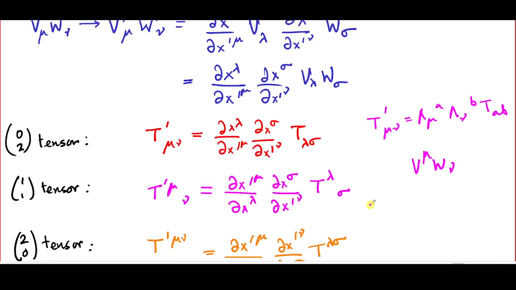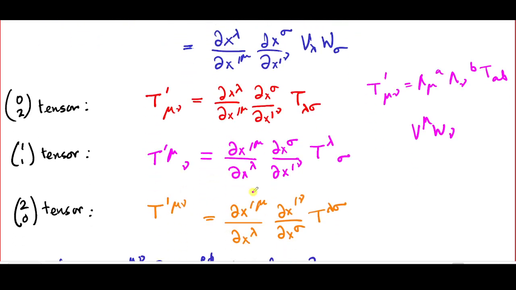Similarly, if you had a 2-0 tensor with two upper indices, you will have a del x prime mu and del x prime nu in both factors. Del x prime mu will be with respect to x lambda, or x of anything. Del x prime nu will be del x something. But once again, you have to be careful. This lambda has to match this lambda, this sigma has to match this sigma. So of course, you could equally well have written del x prime mu del x a, del x prime nu del x b, T A B.